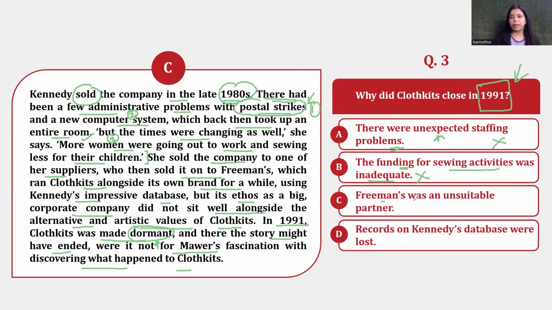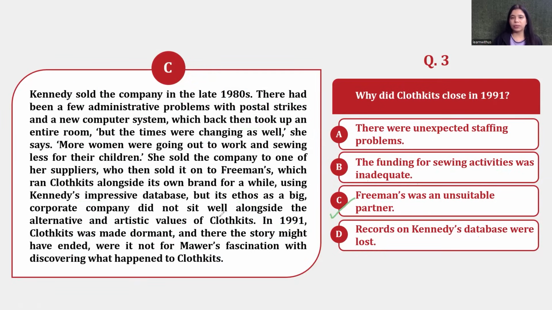C says Freeman's was an unsuitable partner, or D says records on Kennedy's database were lost. Nowhere are they saying that records on Kennedy's database were lost. C is the right option. Freeman's was an unsuitable partner. Now, why was Freeman's an unsuitable partner?